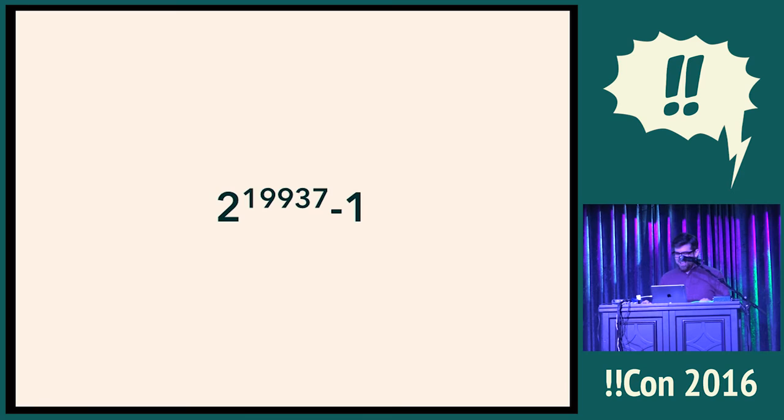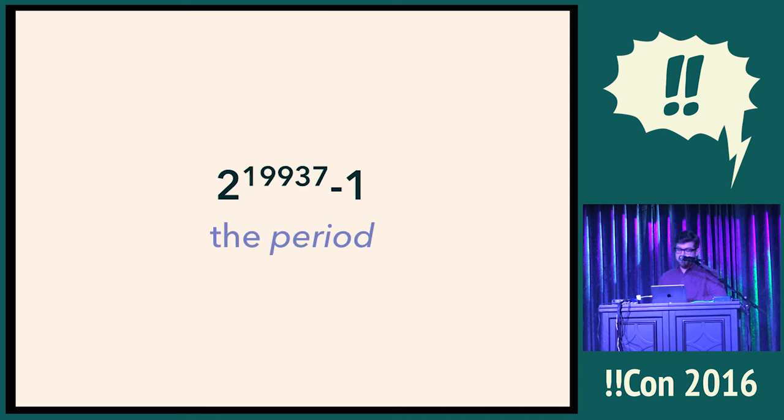Usually, when you see the Mersenne twister in the wild, you see this number along with it. It's a Mersenne prime, which is a prime number that is one less than a power of 2. And this is the period, or the cycle length, of the Mersenne twister. So a period of a PRNG is how long it can produce numbers until the sequence begins to repeat. And that is a big number.